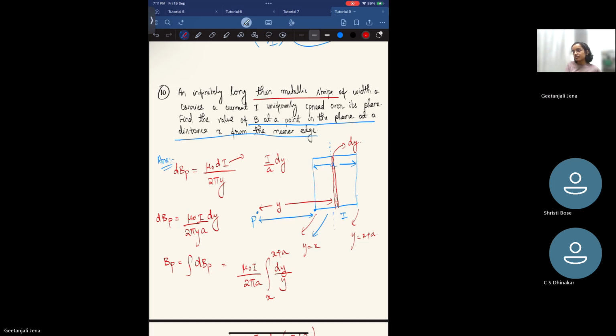It's based on a trick that you take the stripe as a series of thin wires, and then you find out the field for one of the thin wires, then you integrate it over the whole width of this stripe. So can I move to the next question?